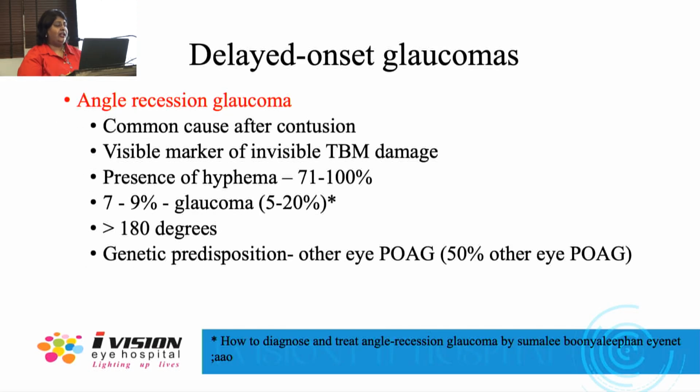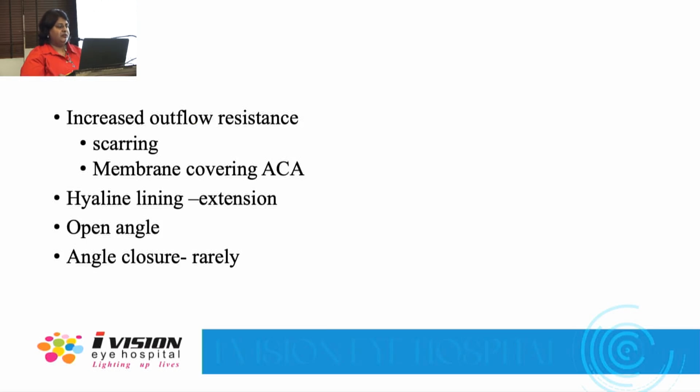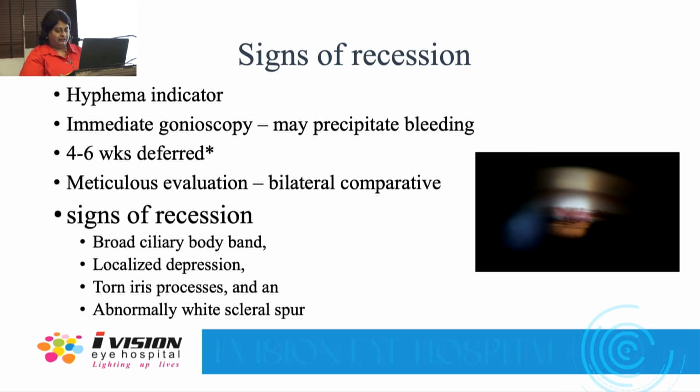And the most important thing is that these people are genetically predisposed to primary open angle glaucoma. The other eye also might later get POAG. So these people are also to be on follow-up. The IOP elevation and glaucoma could be because of increased outflow resistance. The scarring happens in the trabecular meshwork, and there could be a membrane formation. It is always an open angle glaucoma in angle recession, unless a synechia forms as part of healing.